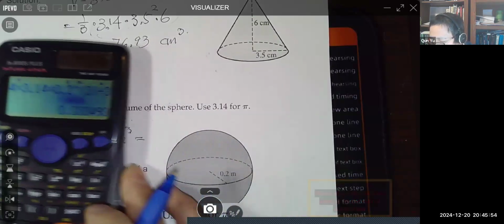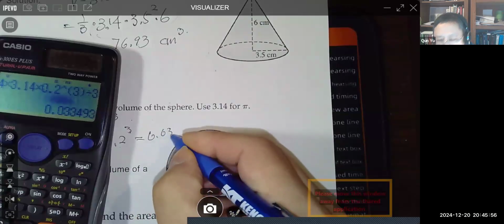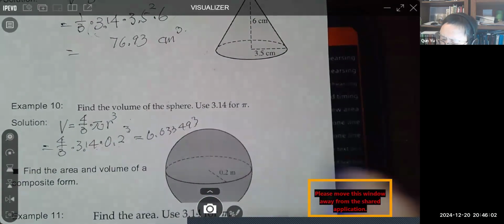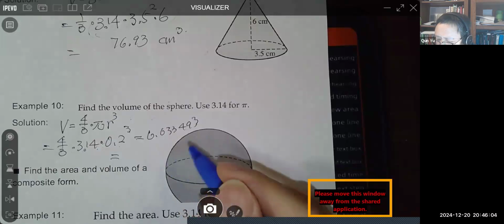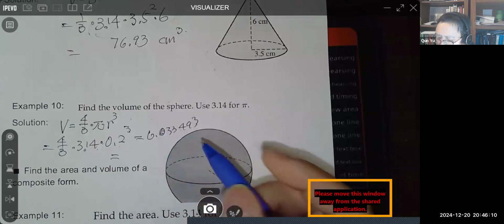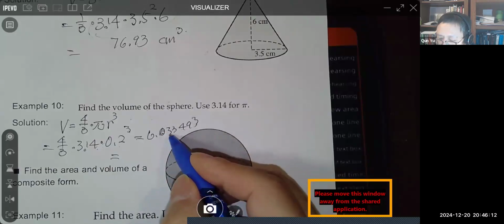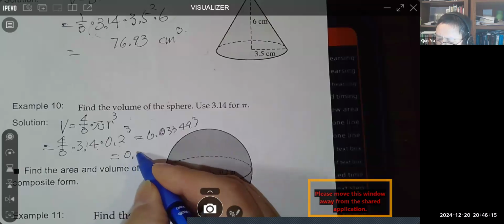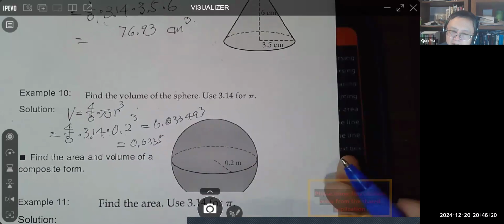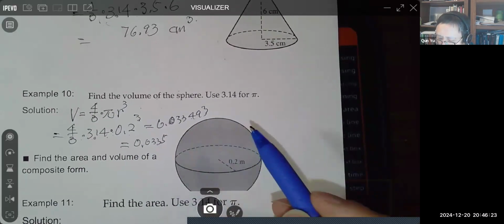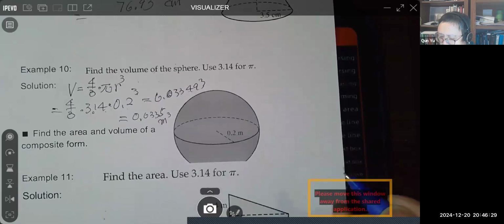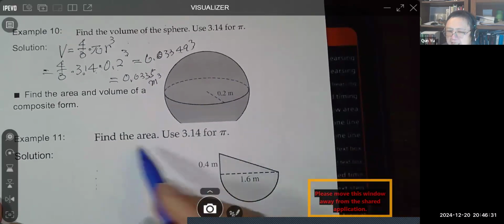0.0334. I'll write down this number, 0.033493. Usually, when you have very small numbers, you want to keep more decimal digits because any small rounding error in terms of percentage is huge. So I'm going to take 3 non-zero decimal digits, 0.0335. Yeah, when you do your homework, you want to look at the actual requirement when it comes to rounding. This is meter cube.